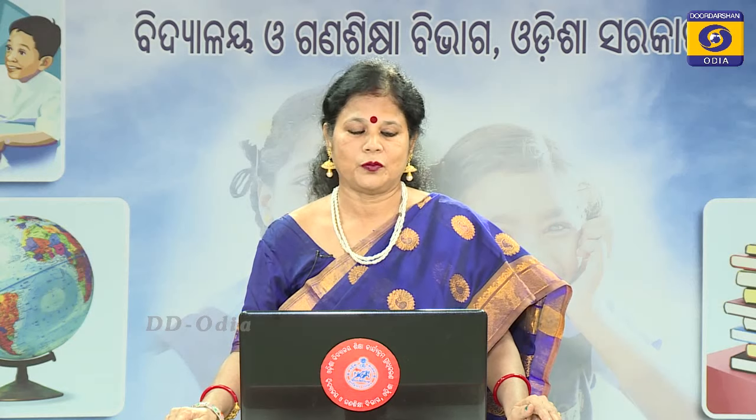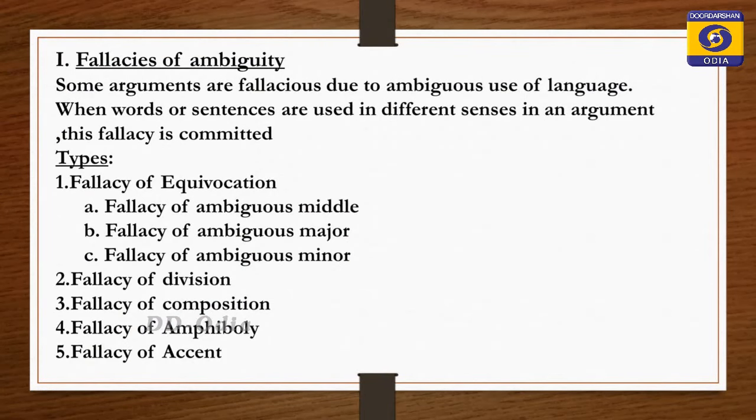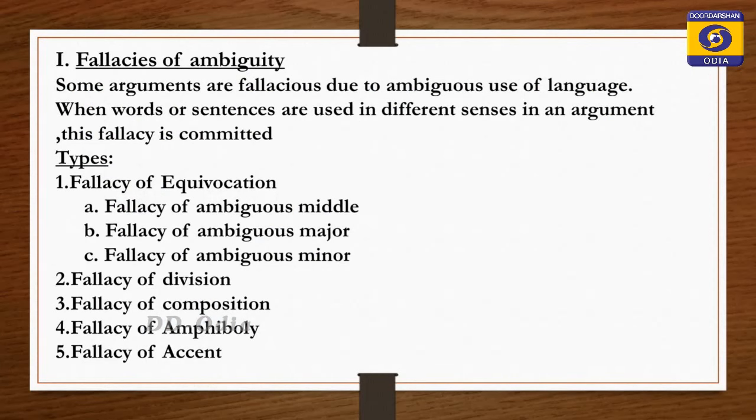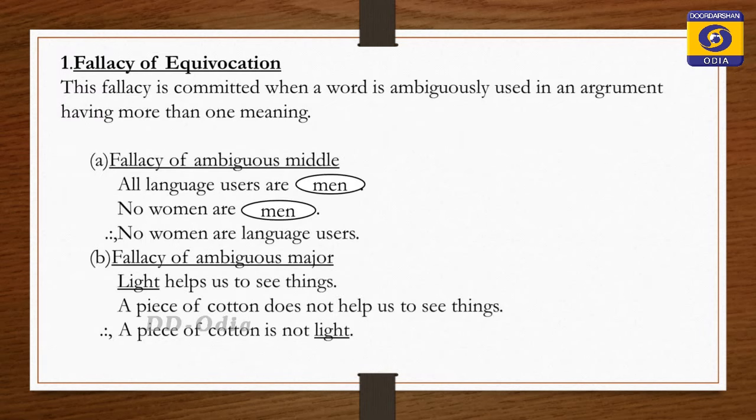Fallacies of ambiguity are of different types. One is fallacy of equivocation, then fallacy of division, fallacy of composition, fallacy of amphiboly, and the last one is fallacy of accent. Now, we will discuss the fallacy of equivocation. Under fallacy of equivocation, you have three types of fallacies: fallacy of ambiguous middle, fallacy of ambiguous major, and fallacy of ambiguous minor.